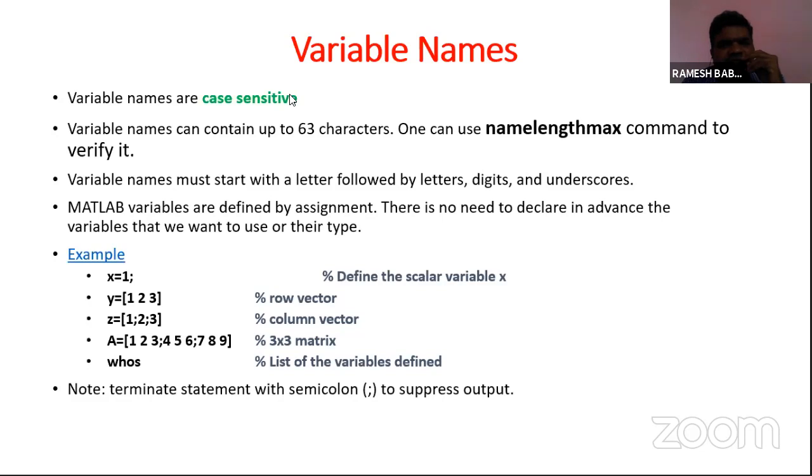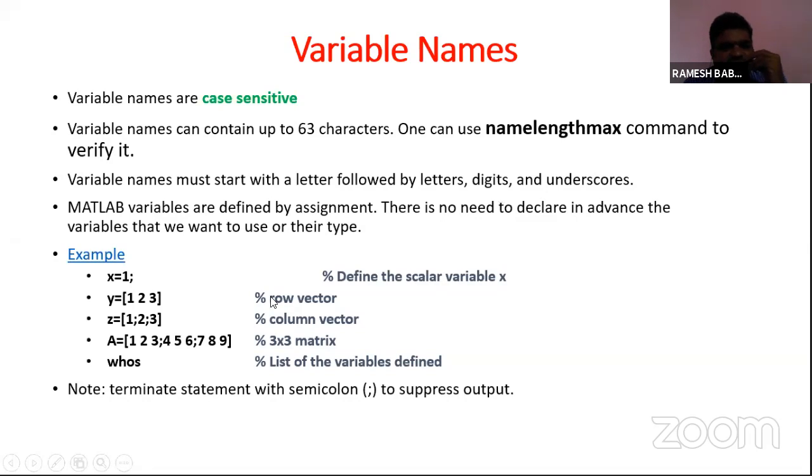And variable names can contain up to 63 characters. This is the maximum name length. Even a single letter is possible as a variable name, but it should not be a number; it should be a letter. Variable names must start with a letter, followed by letters, digits, and underscores.